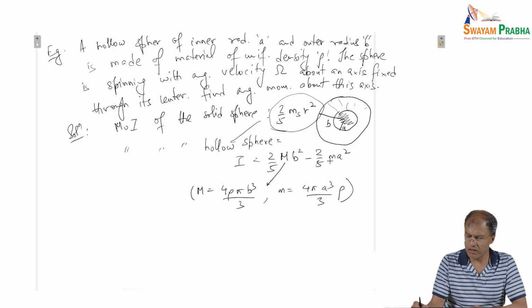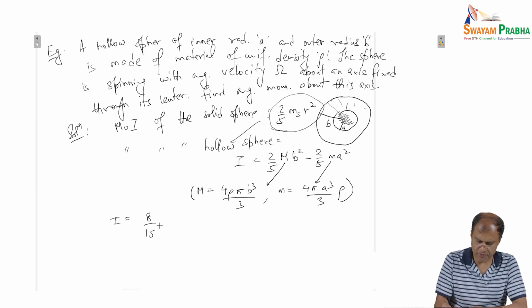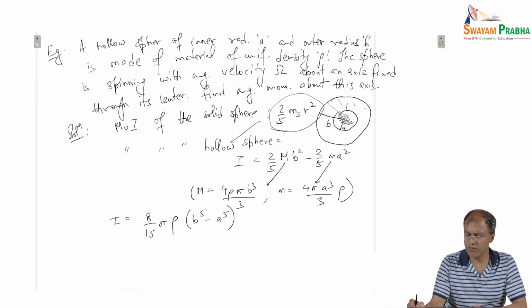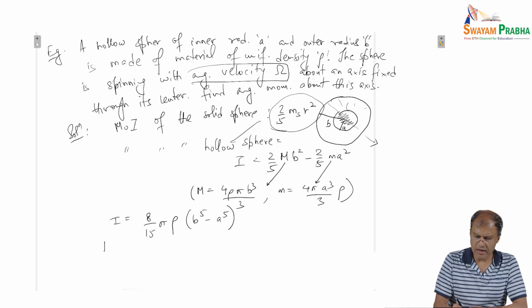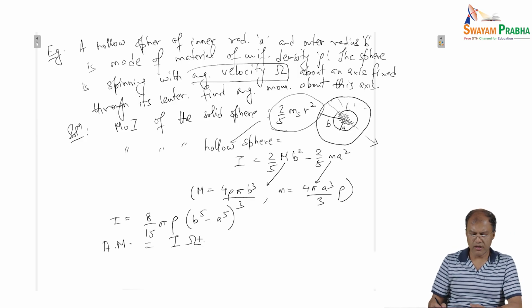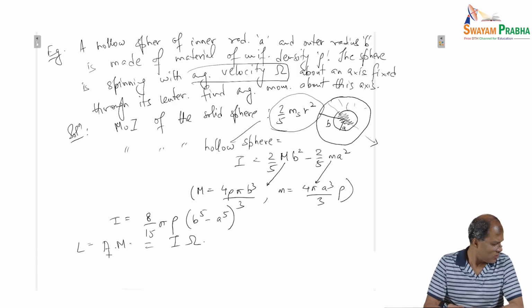Then we can plug all these quantities in, and the moment of inertia will be 8 by 15 pi times rho times b to the 5 minus a to the 5. This is a standard problem where the axis of rotation is fixed about its center, and given that the angular velocity is omega, the angular momentum will be nothing but I times capital Omega, and that is what we had to find. It's all about finding the moment of inertia in this problem.